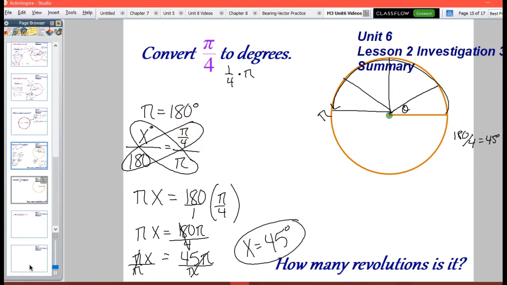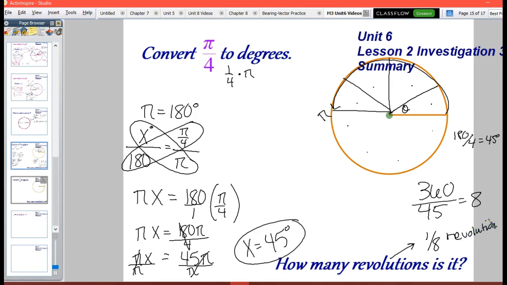Now for me, I'm better if I know the degrees to convert to revolutions. So a full circle would be 1 full revolution. Now that I know 45 degrees is my wedge here, how many 45s would fit in a full circle? Well, 8 of them, right? We could think of it as 360 divided by 45. That'd give me 8. So since I only went 45 degrees, my number of revolutions would be 1/8 of a revolution.